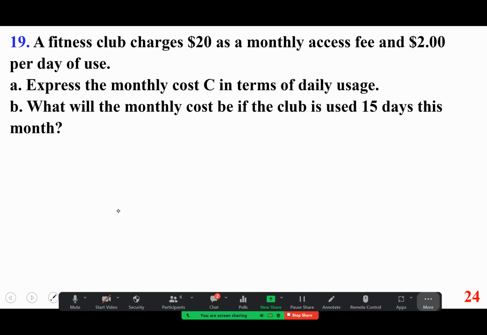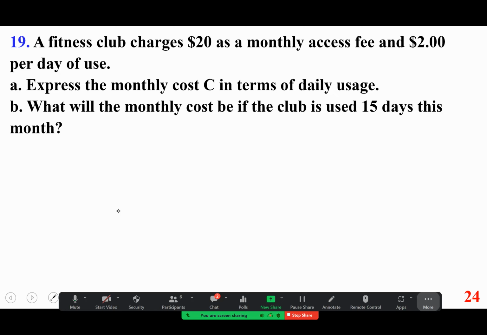A fitness club charges $20 as a monthly access fee and $2 per day of use. A. Express the monthly cost, C, in terms of daily usage. B. What will the monthly cost be if the club is used 15 days this month?